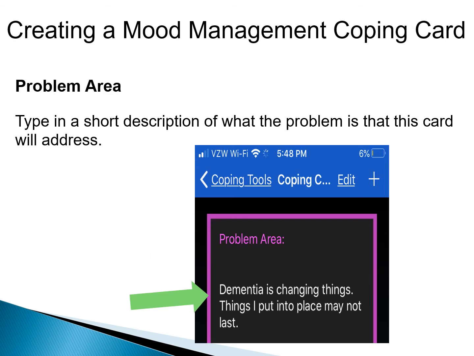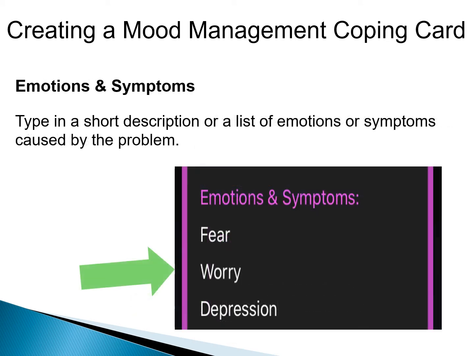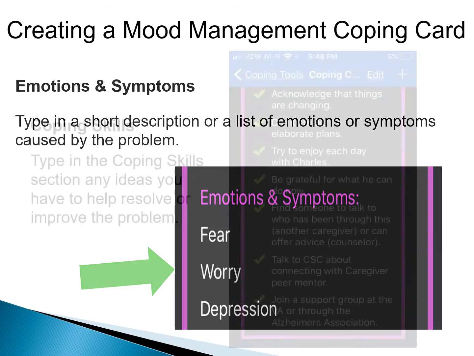Type in a short description of what the problem is that this coping card will address. For example, dementia is changing things. Things I put into place may not last. Type in a short description or a list of emotions or symptoms caused by the problem. For example, Louise can add multiple emotions like fear, worry, and depression.